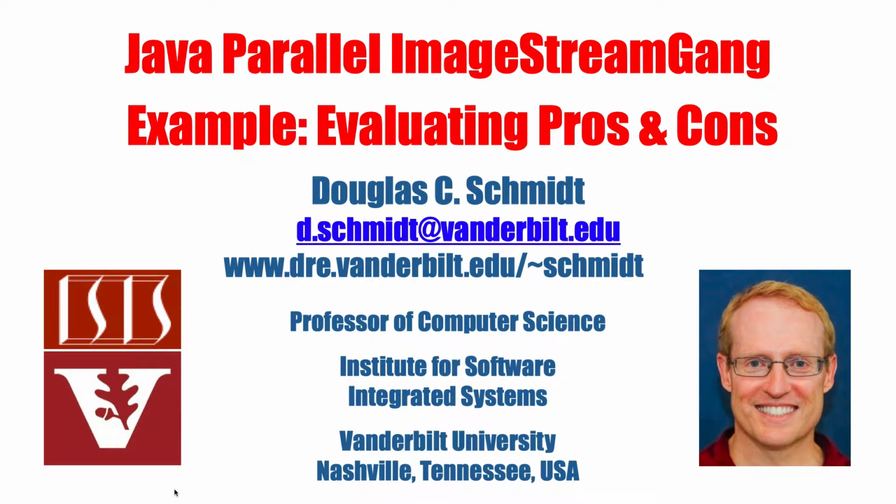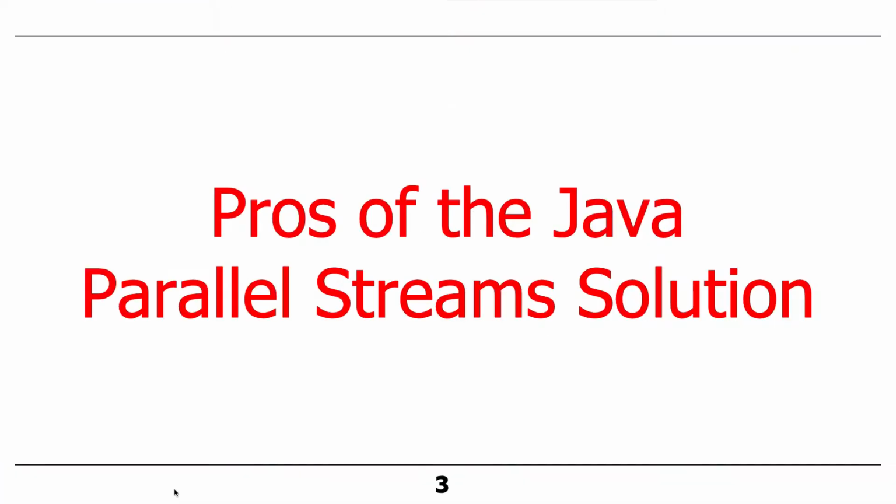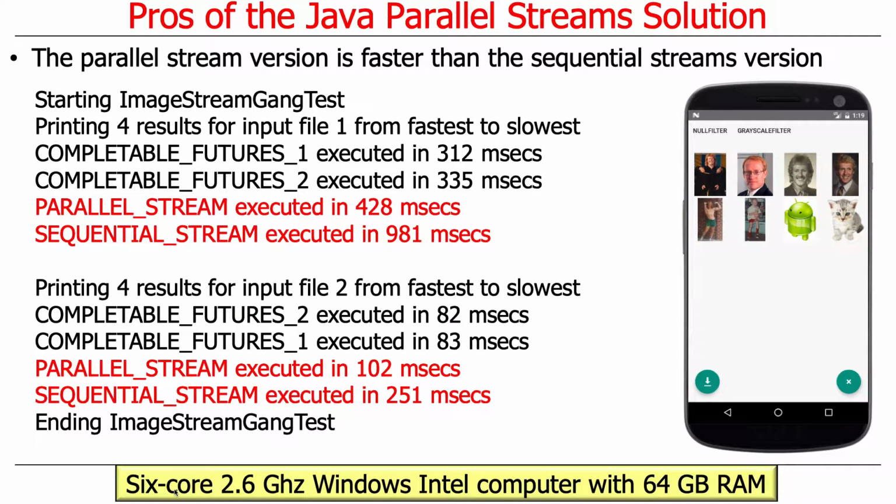So now that we've walked through the ImageStreamGang program, let's take a step back and evaluate the pros and cons of what we've seen. From the good perspective, the parallel stream version is, surprise, surprise, faster than the sequential stream version. It's not really a big surprise at all, right? Because these are fairly embarrassingly parallel computations.